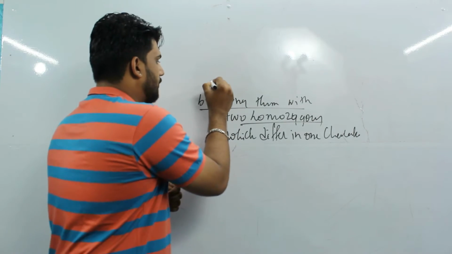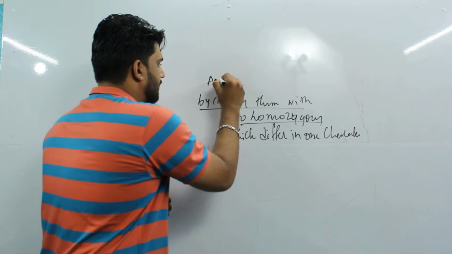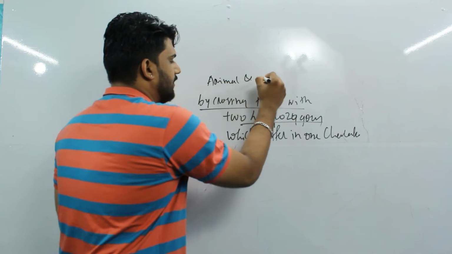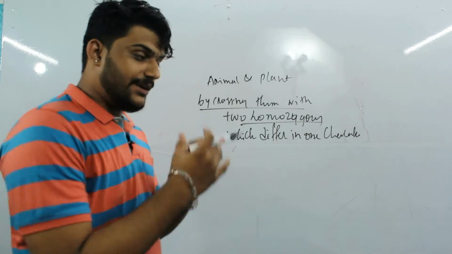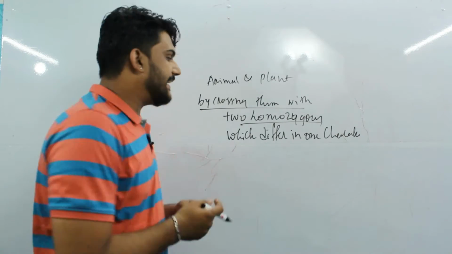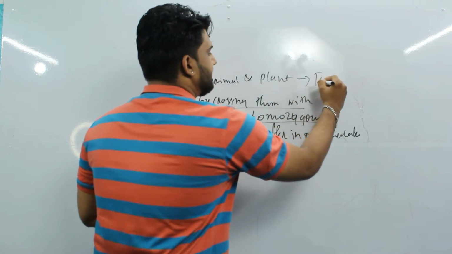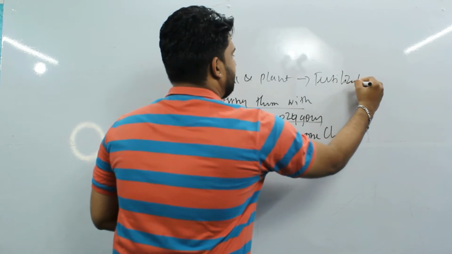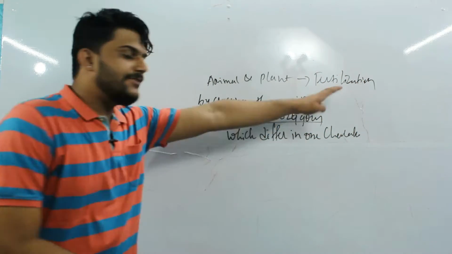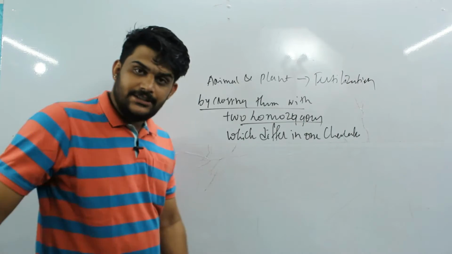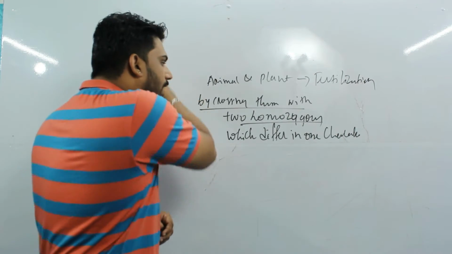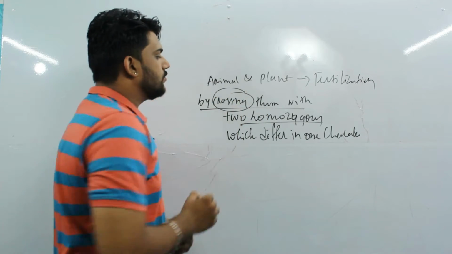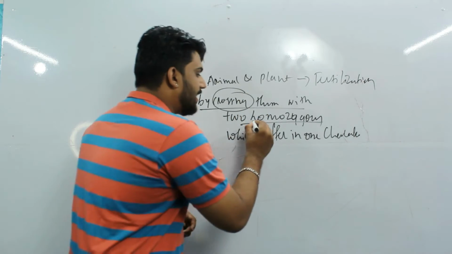We want to obtain an animal or a plant, so we have to cross two individuals. We have to get a seed, right? To get a seed, we have to go for fertilization, right? Yes. That fertilization process is done by the artificial hybridization technique. So we have crossed two individuals that are homozygous.